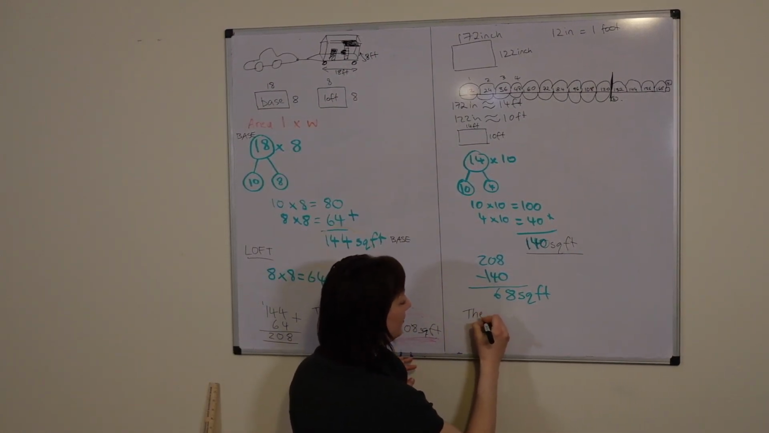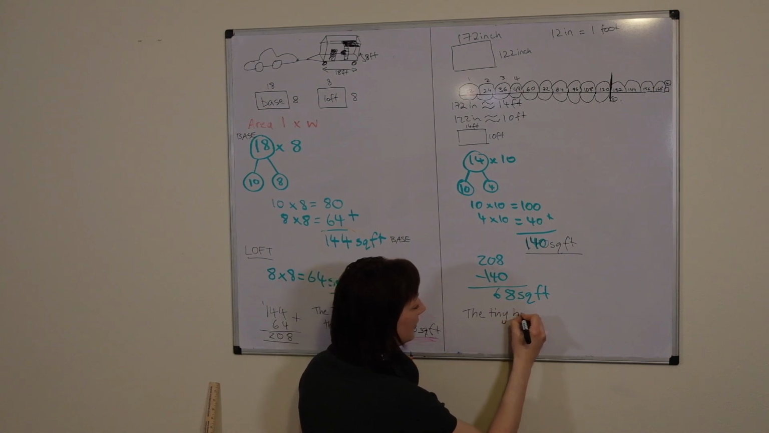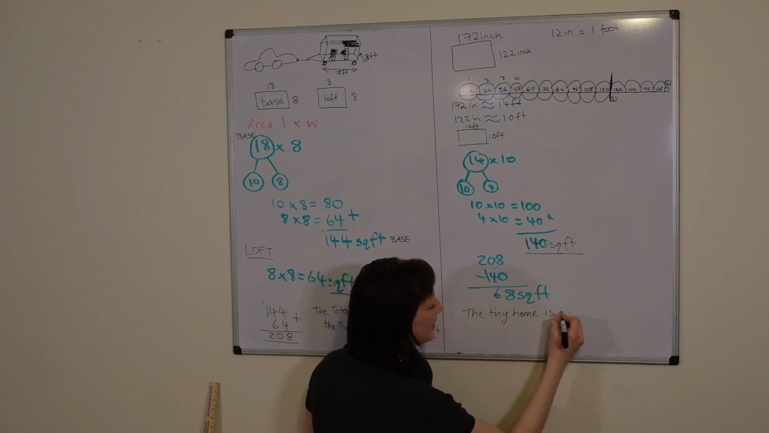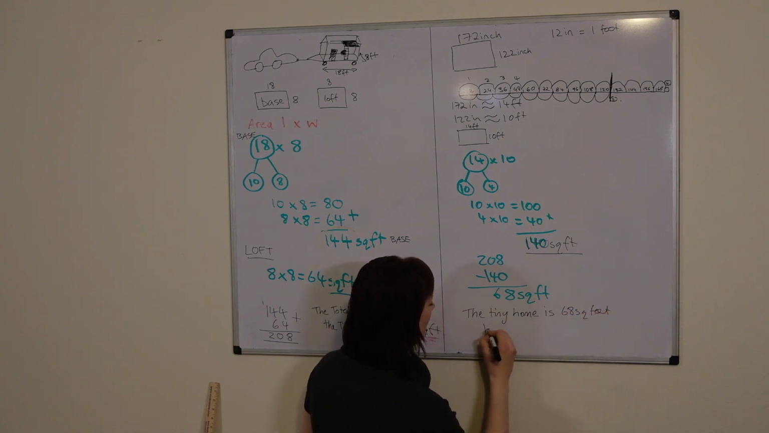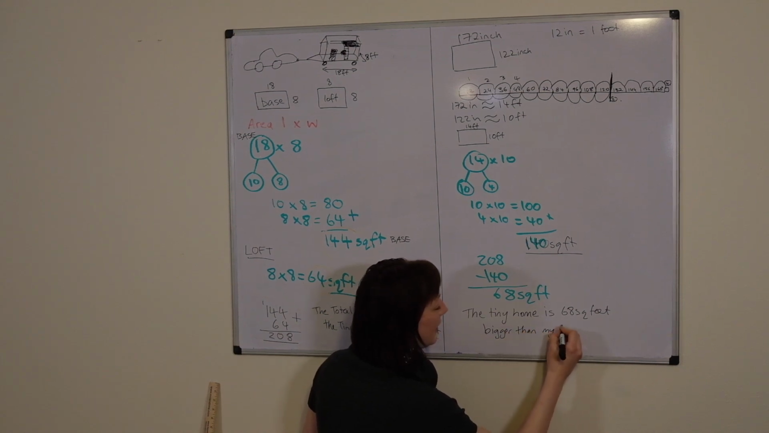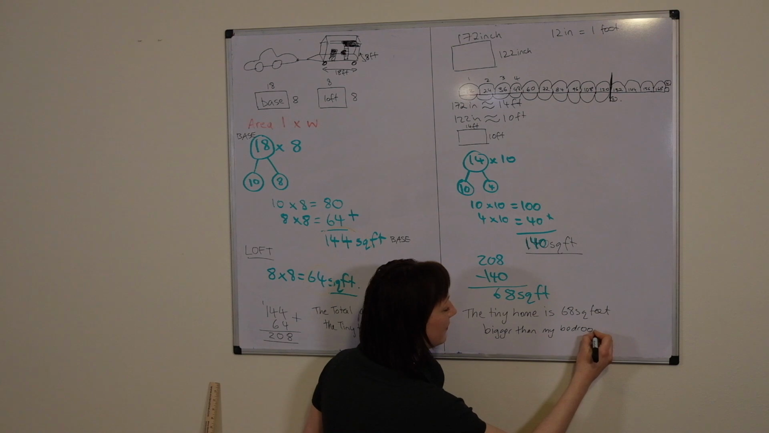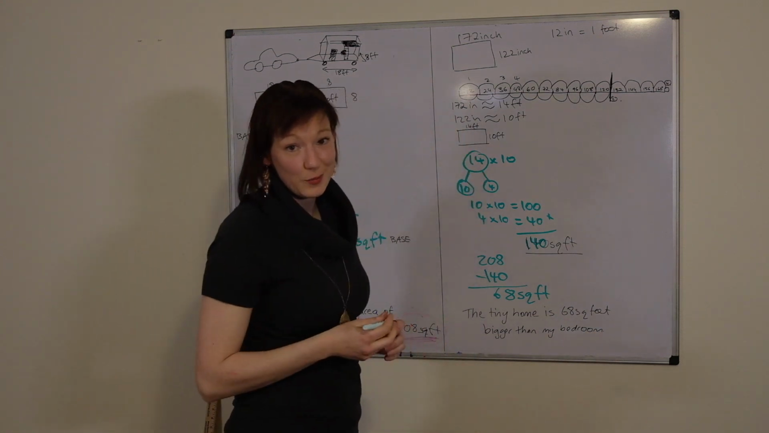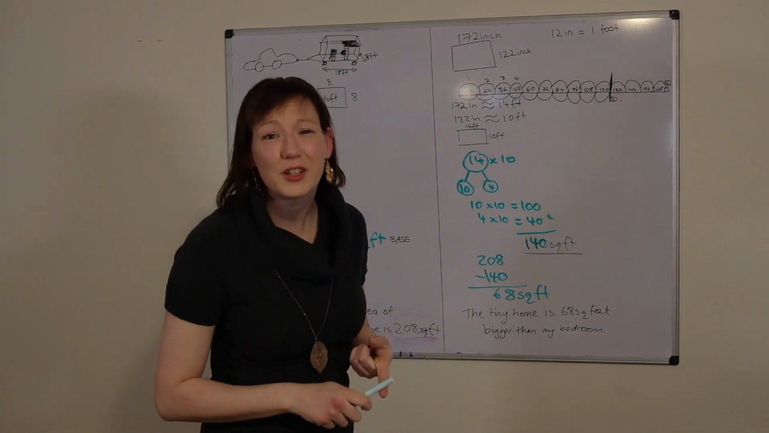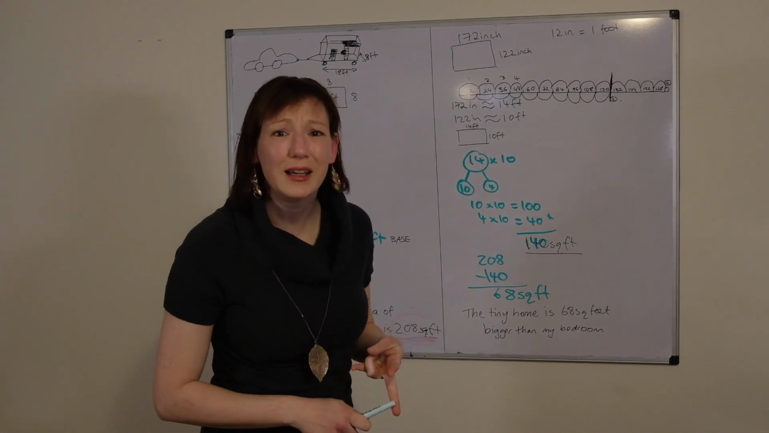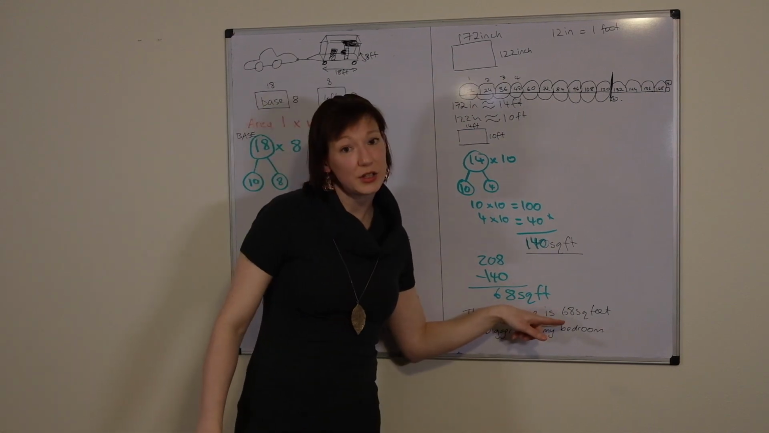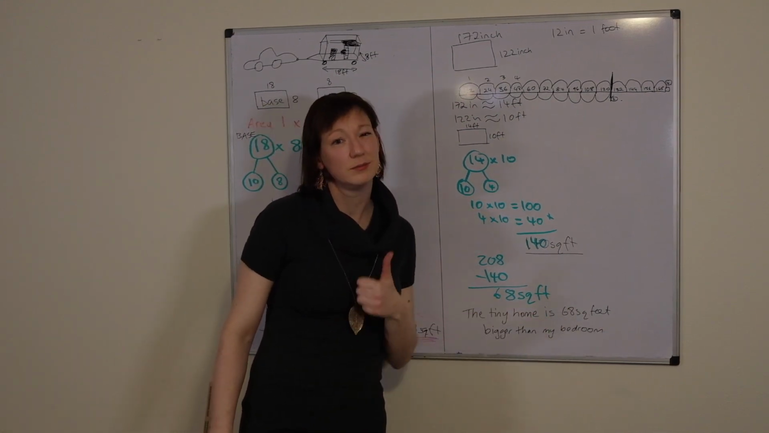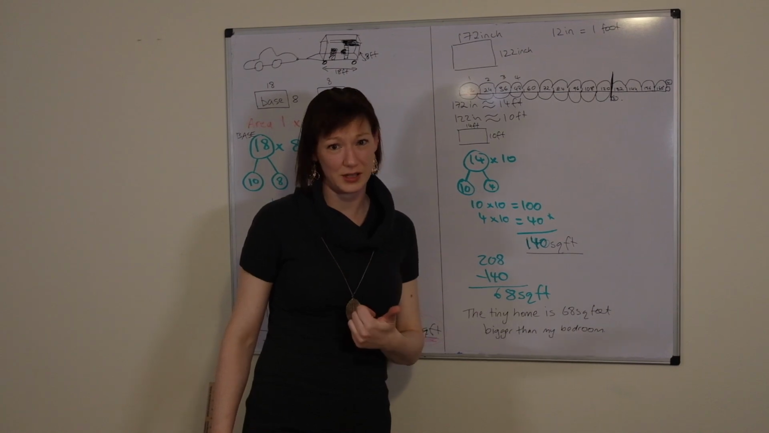Let's make sure we answer that in a sentence. The tiny home is 68 square feet bigger than my bedroom. And you know what that means? That means you can fit a fridge in there. That means you could fit your bike in there. That means if you want your own toilet, you can put it in your tiny home because you've got an extra 68 square feet, girlfriend. That's going to be sweet to fit all of your stuff.